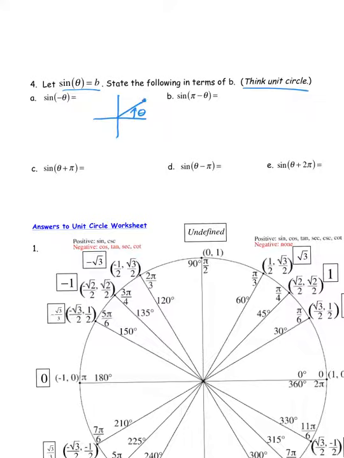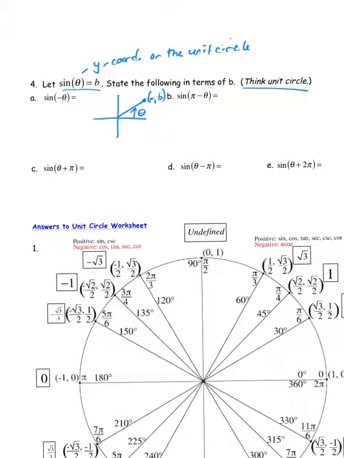If I do that, if I know that sine theta equals b, I know that sine theta is the y-coordinate of a point on the unit circle. So if sine theta is b, I'll have this point here. It's something, comma b, some x value, comma b.